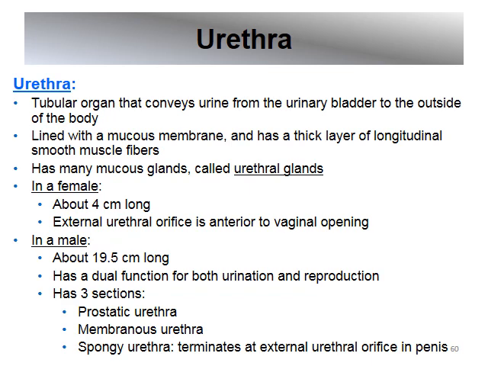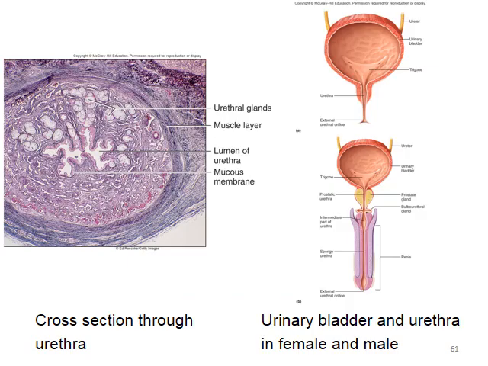In the male, it has 3 sections. It has the prostatic urethra, which is where the urethra travels through the prostate, the membranous urethra, and then the spongy urethra, which is in the penis. Okay, so just a cross section through the urethra, and then a look on the right side of the different portions of the male urethra.